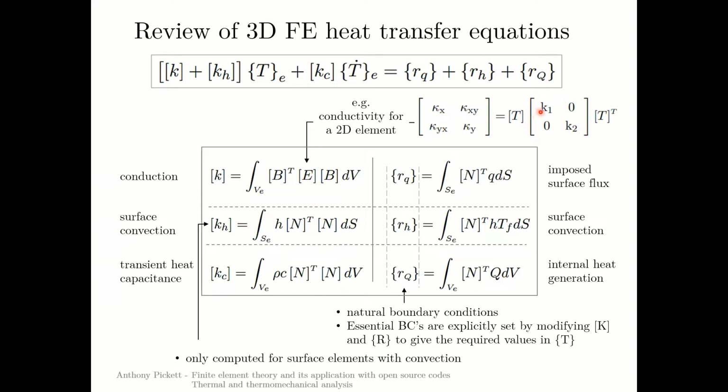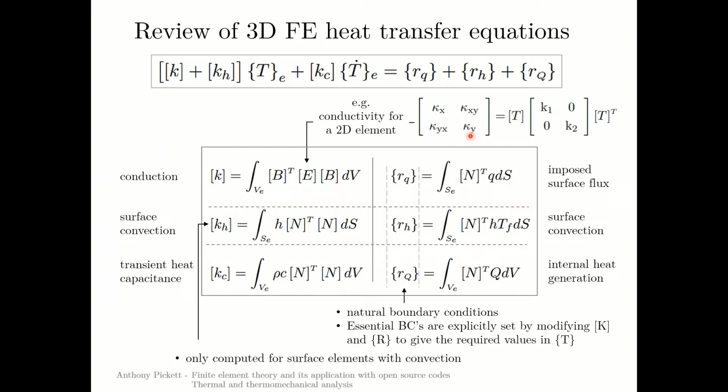This would be Kx and Ky. If we're dealing with anisotropic or orthotropic materials, this would be K1 and K2 in the principal material directions, and then you'd have to do a transformation to get this conductivity matrix in a Cartesian frame or the element frame. If you're doing this transformation, it becomes fully populated. If it's an isotropic material, you would have Kx equal to Ky equal to K, conductivity.